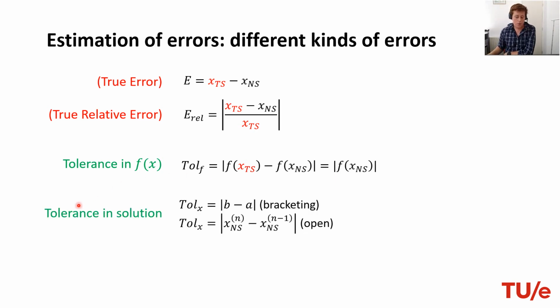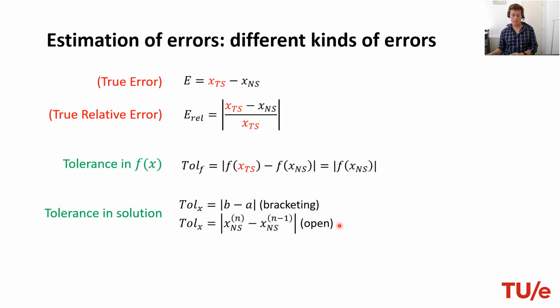We can also try to look at the tolerance in the solution itself, not in the function. For bracketing methods, that's where we have this interval in which we are guaranteed that the zero lies. The smaller this interval gets, the smaller the error that we can make eventually. So the size of the interval is also a measure for the error that we are possibly making. In bracketing methods, this would be a good tolerance on the accuracy of the solution.